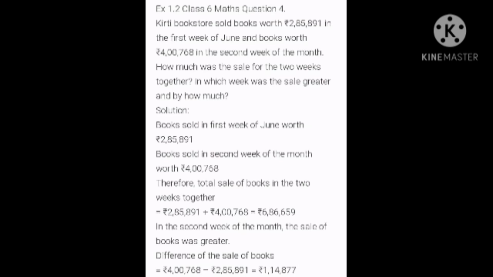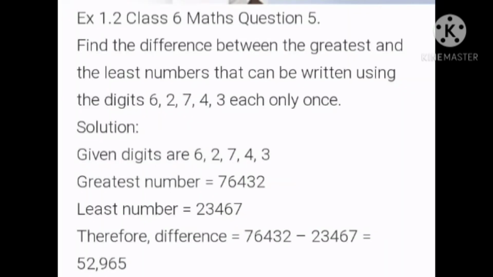6,86,658. So the second question was, in which week was the sale greater and by how much? Which week was the sale greater? It is very clear that in the second week of the month, the sale was greater than the first one, 4,768. In the first week it is 2,85,891. To find the sale greater and how much, you are going to subtract both. 4,768 minus 2,85,891 gives you 1,14,877.